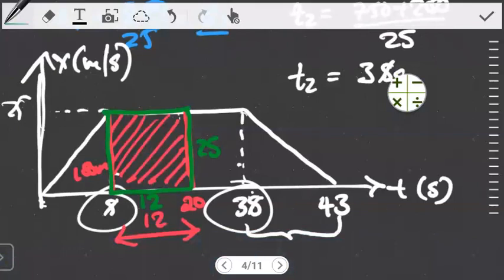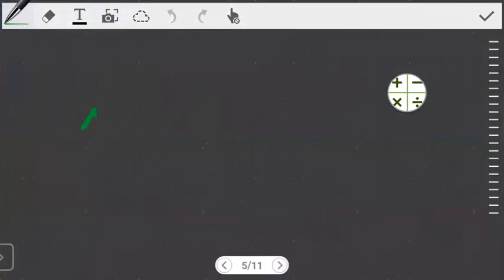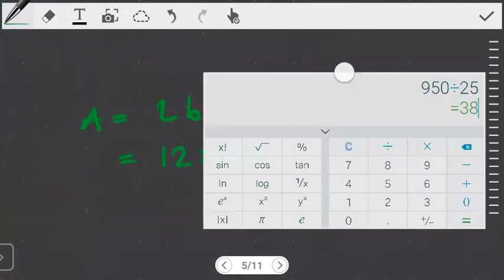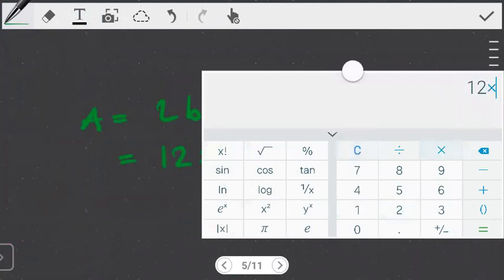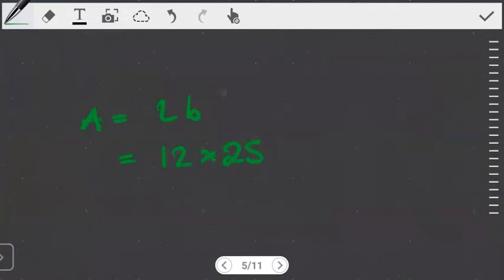So for this shape, the area for the rectangle we've just created will be L times B, where the length is 12 and the height is 25. So that is what we have for that particular shape. If we work it out, 12 by 25, we get 300.